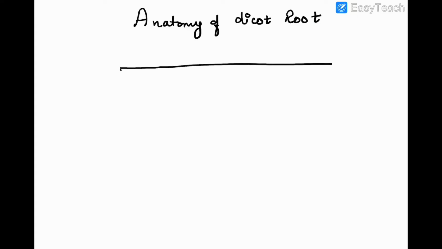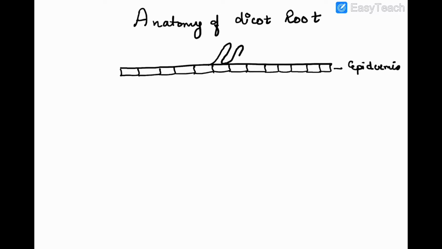Let us first study anatomy of dicot root. So if I draw a dicot root, the first layer which we see is of epidermis. This layer is epidermis. Now epidermal cells protrude out in the form of root hairs. So these are the protrusions of epidermal cells known as root hairs.